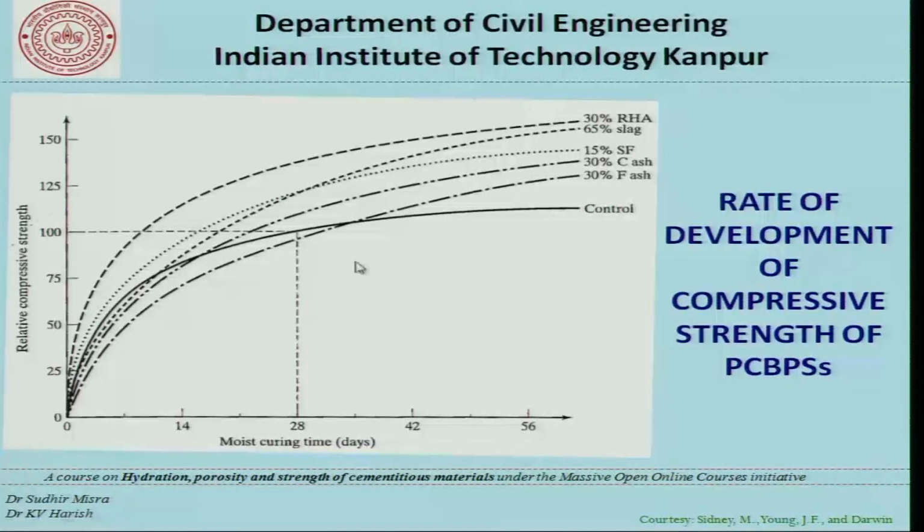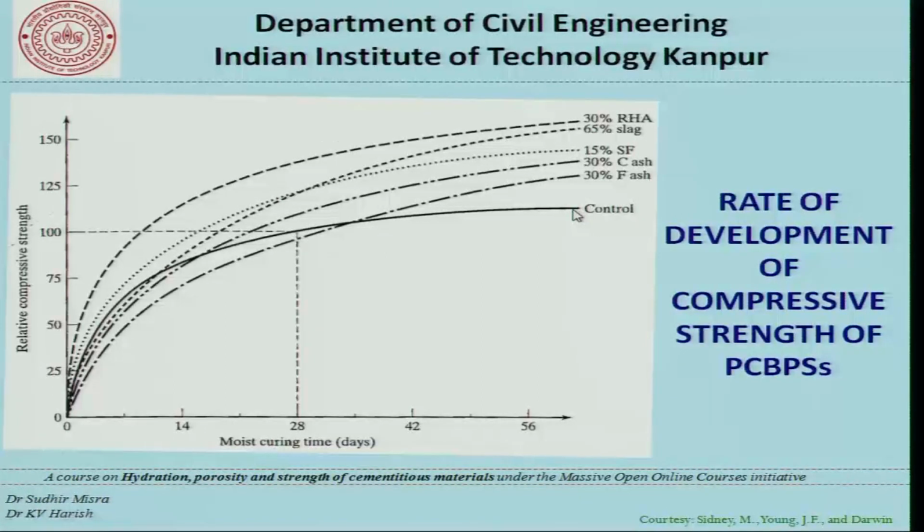So, in this graph we have moisture curing time taken in the x axis and relative strength taken in the y axis, and we have about 1, 2, 3, 4, 5, 6 curves, of which right now let us see only 3 curves. One is the control curve. The other one is 30% class F fly ash. Class F means siliceous fly ash. Okay, and the third one is the 30% class C fly ash, which is the calcareous fly ash. So, other curves let us not compare right now. Once we go to silica fume and slag, then we will again revisit all these slides to understand.